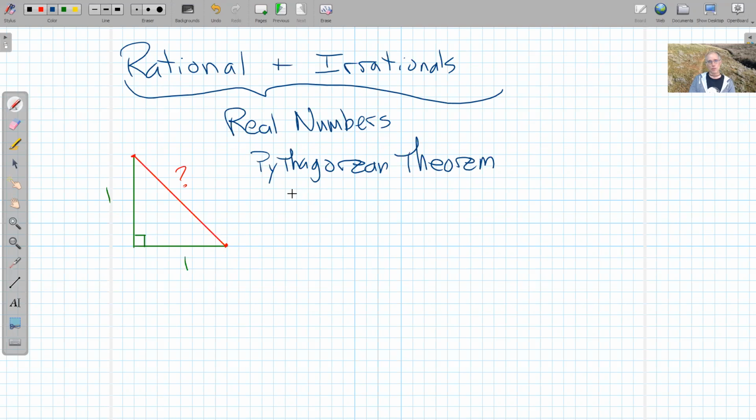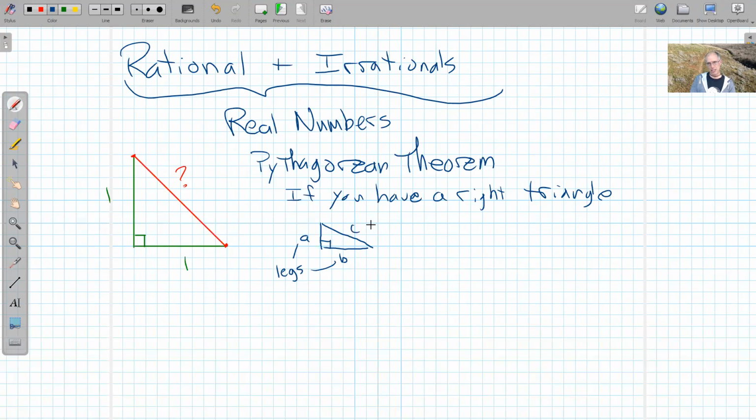The Pythagorean theorem says if you have a right triangle, which I do here, I'm just going to draw another one here. The sides aren't necessarily the same length, and there's my right angle. These two sides are usually labeled A and B. They are called the legs of the triangle. They come off of the right angle. This other side's called C. It's also referred to as the hypotenuse.